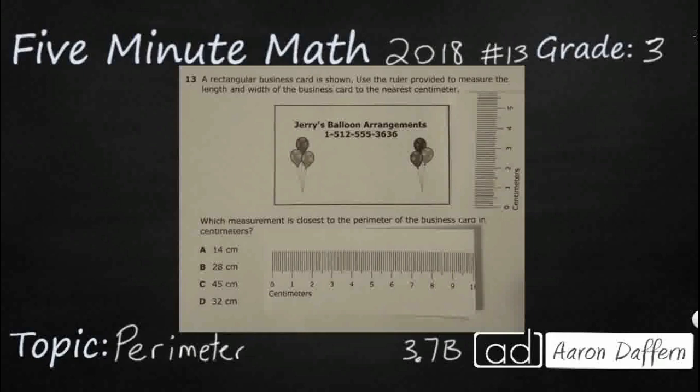Today we are looking at the third grade concept of perimeter. This is standard 3.7b in the great state of Texas, and we are using number 13 off the 2018 released STAAR test. If you have not done so already, please go ahead and take a moment to pause the video, work this problem out on your own, unpause it, and then we will look at our answers together.